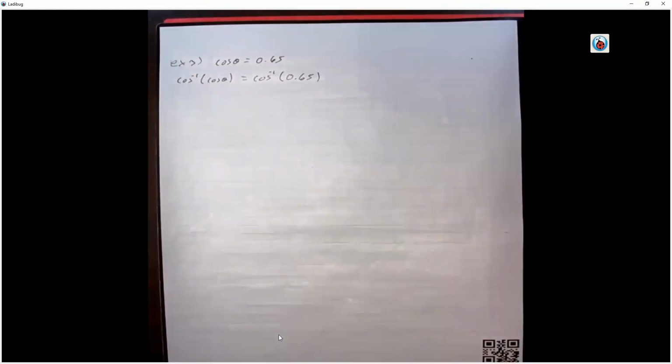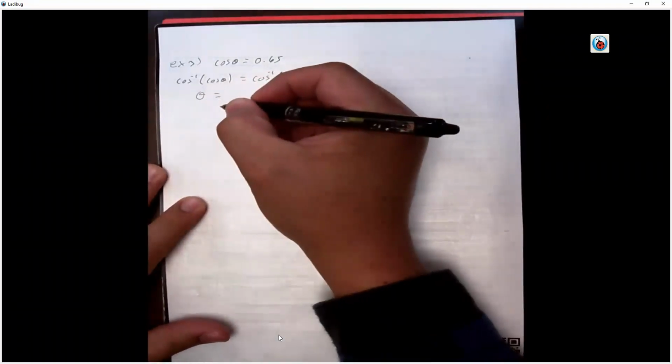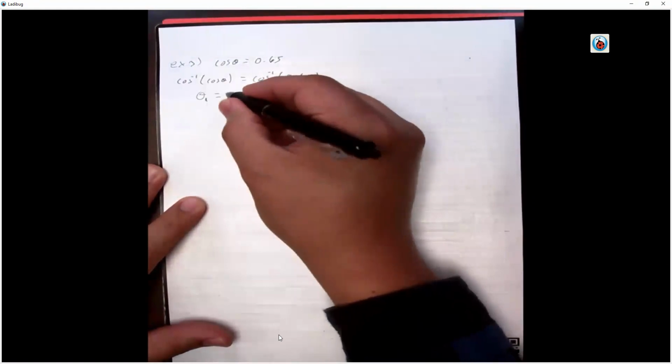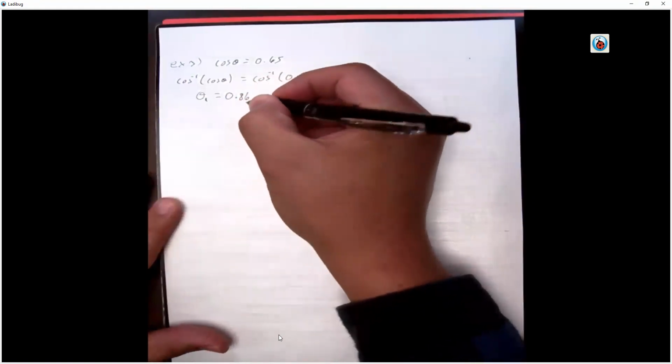Why are we using that? Because you have no choice, because it's not on the circle. There's no way to know which angle is going to give me 0.65, so I have no choice but to do this. So now theta will be equal to, on your calculator, the first theta, in radians, 0.86. So I didn't use degrees.